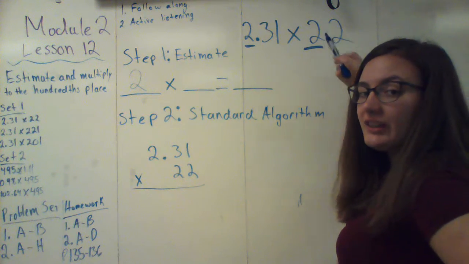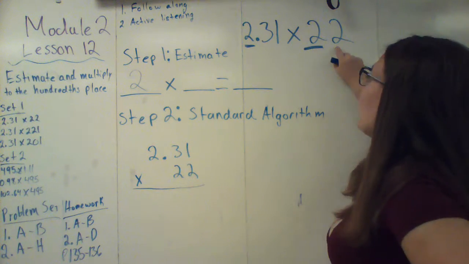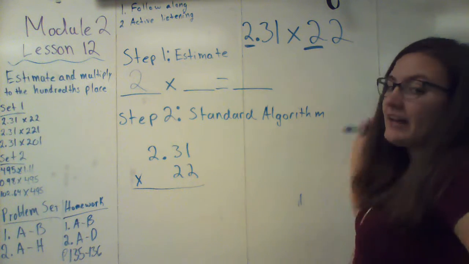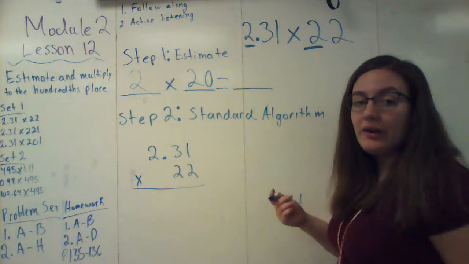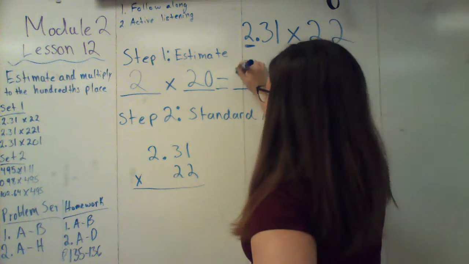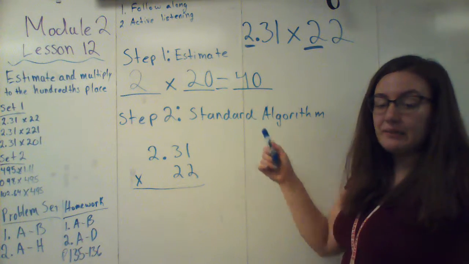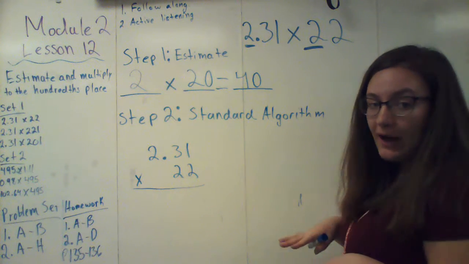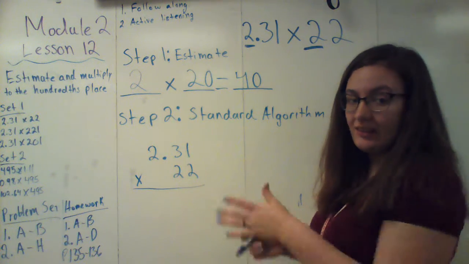So 2 plus 1 is 3. So it's either going to round down to 2 tens or go up to 3 tens. I look at this number right here, it is less than 5, so that means it's going to round down. So I only have 2 tens, which is 20. I'll write that there. Now I can multiply, so I do 2 times 20. I can think of that as 2 times 2, which is 4, and then I have 1 zero to add. So my estimate is 40. That means that 2.31 times 22 is going to be about 40. It's not going to be the exact answer, but my answer is going to be somewhere around that.